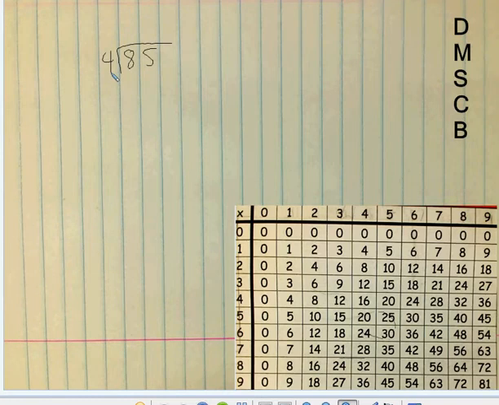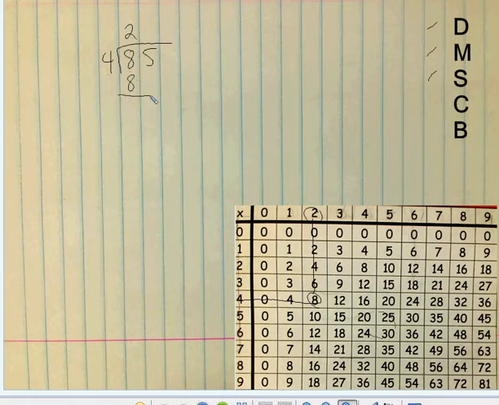So the first step, I'm going to divide. How many times will 4 go into 8? I look at my multiplication chart right here. I follow it over. It goes into it twice. So 4 goes into 8 twice. The next step is to multiply. I'm going to multiply the answer from my last step, which is 2, times my divisor is 4. 2 times 4 is 8.